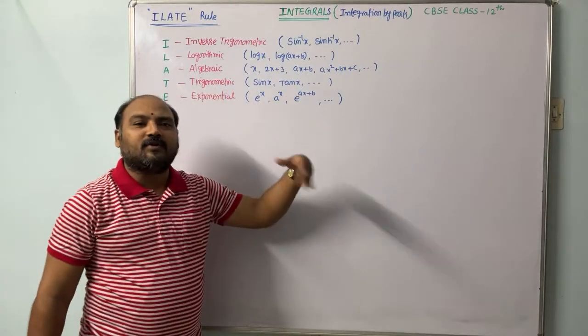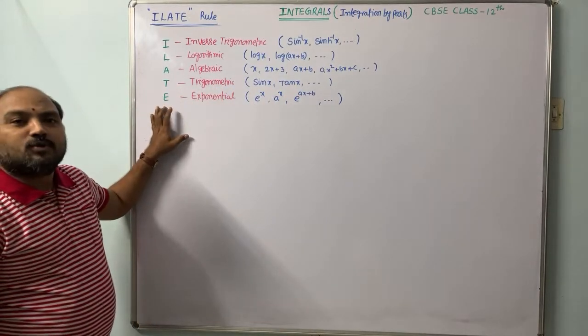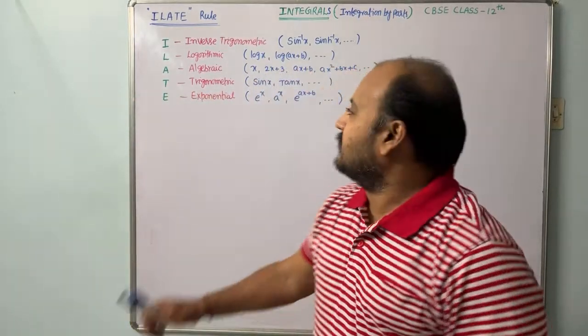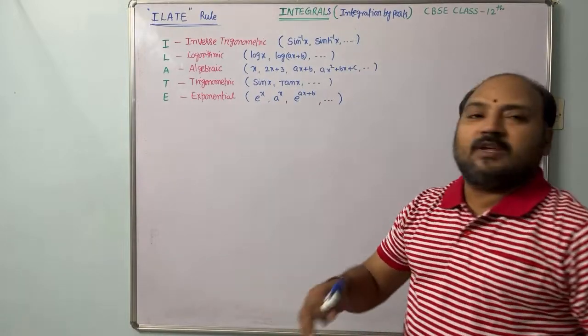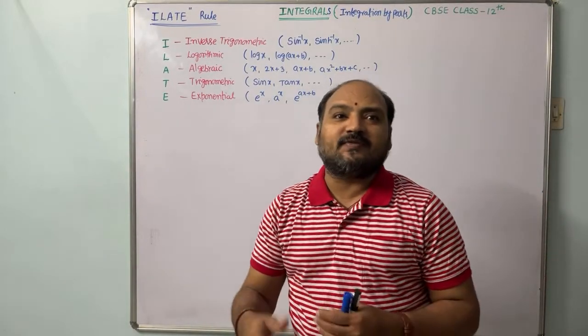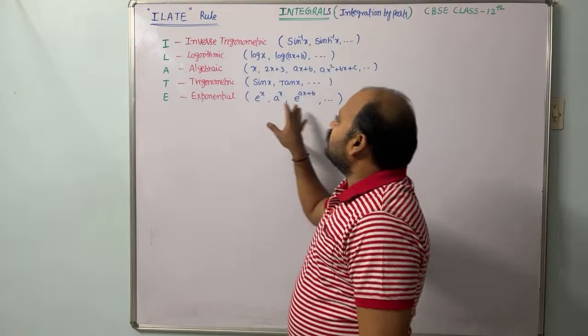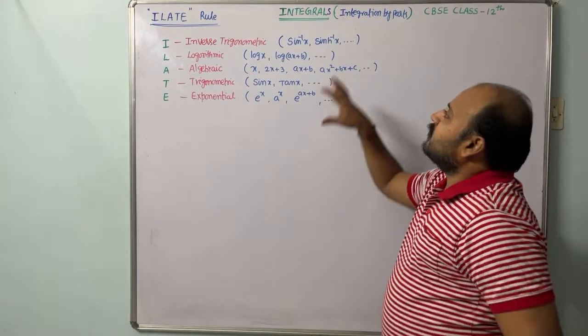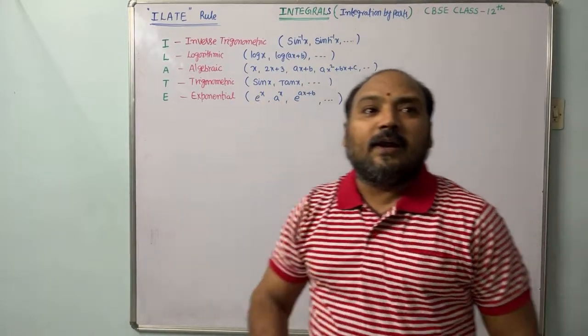Whatever six trigonometric functions are there. And the last one, E, exponential: e power x, a power x, e power (x plus b), a power (2x plus 3), these functions are there, dear students. To evaluate integrals of these types, we will have to follow the ILATE rule.